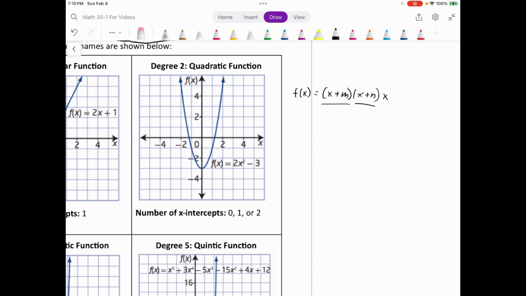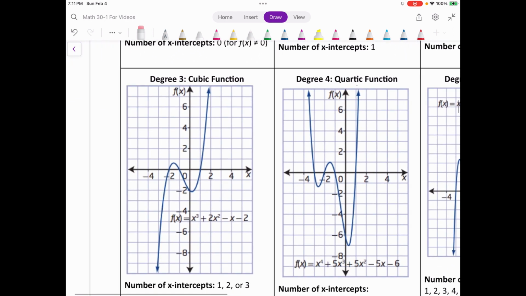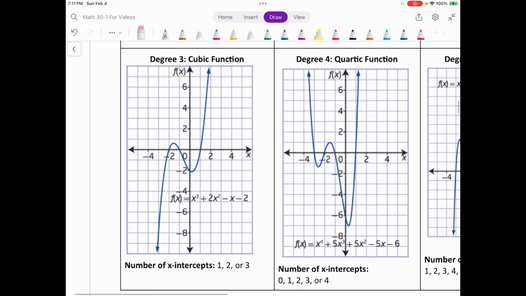So that's why if it's going to be a quadratic function, it's going to have at most 2 unique factors, and therefore at most 2 unique ways to make y equal 0, right, from those factors. Okay, so moving into cubic, similar logic here. The number of x-intercepts is going to be either 1, 2, or 3. Notice 0 is not an option here.